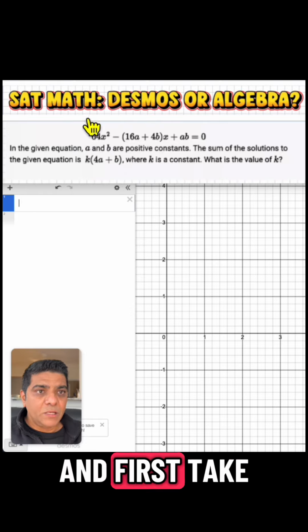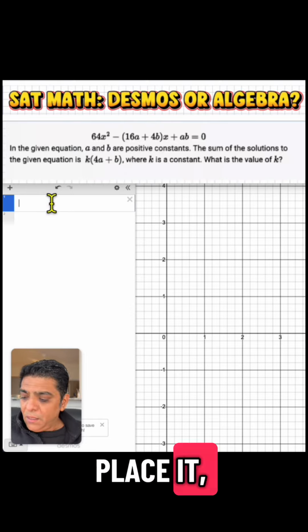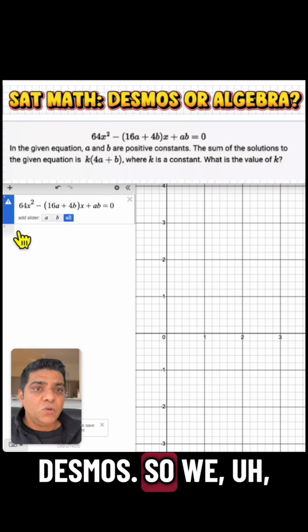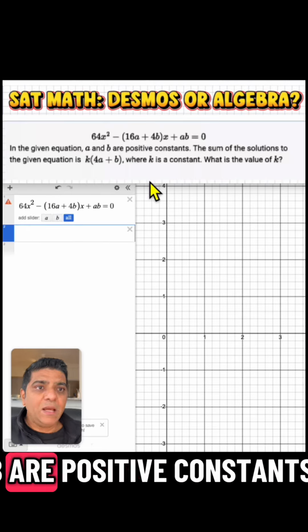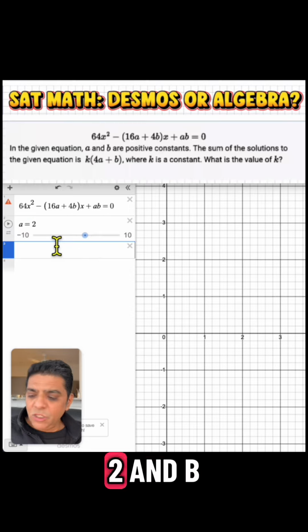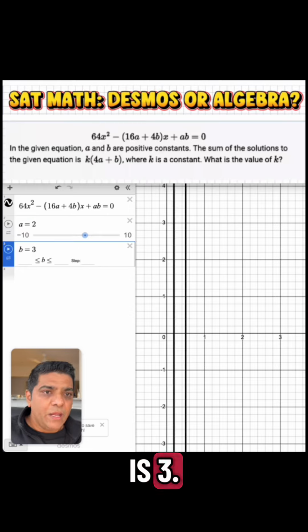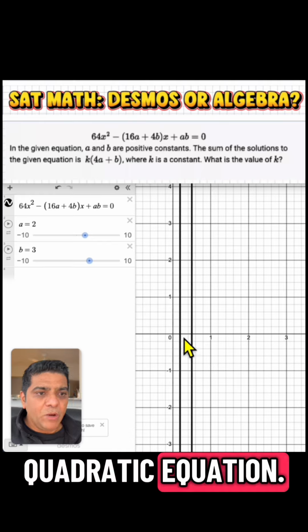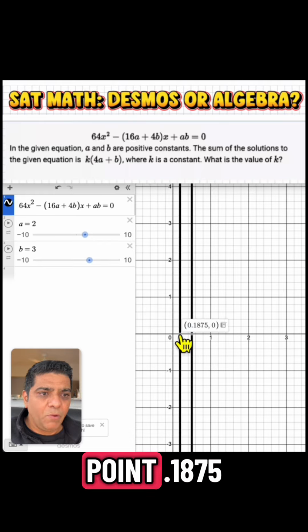So let's go ahead and first take this equation and place it over here in DESMOS. So we get this. Now, since a and b are positive constants, we can just select something for a and b that are positive constants. So let's just say a is 2 and b is 3. Okay, so that gives us a quadratic equation, and you have these solutions for that, 0.1875.